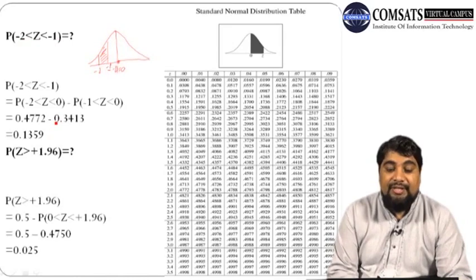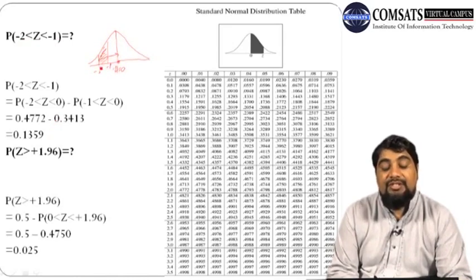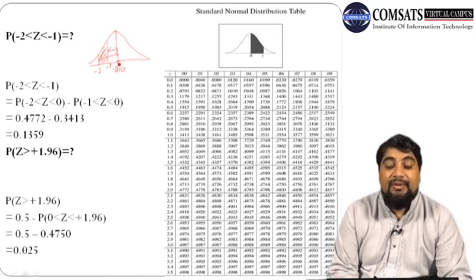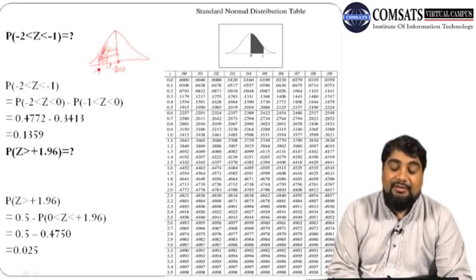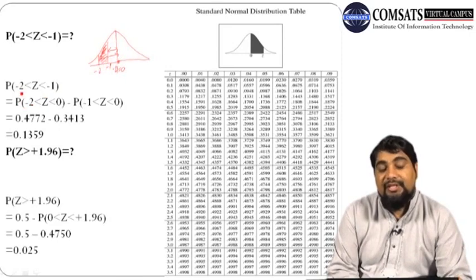Again, in order to calculate this area, we will find this probability between -2 and 0, and then from this we will subtract the probability between -1 and 0. If we subtract this probability, we get the required shaded area. So we can write it as probability -2 less than z less than -1. This is equal to probability -2 less than z less than 0 minus probability -1 less than z less than 0.